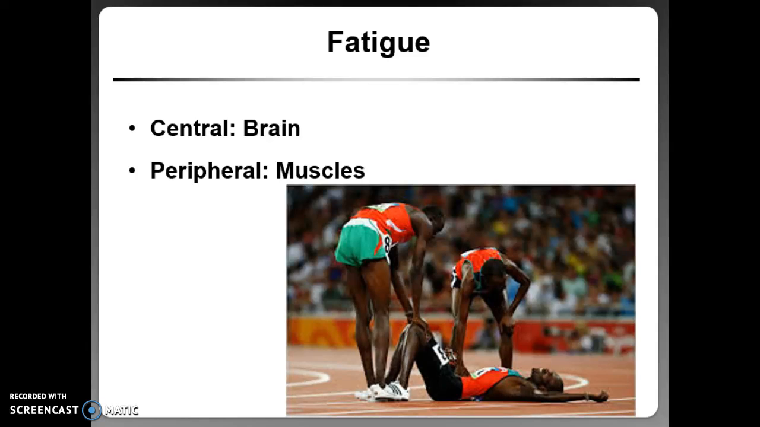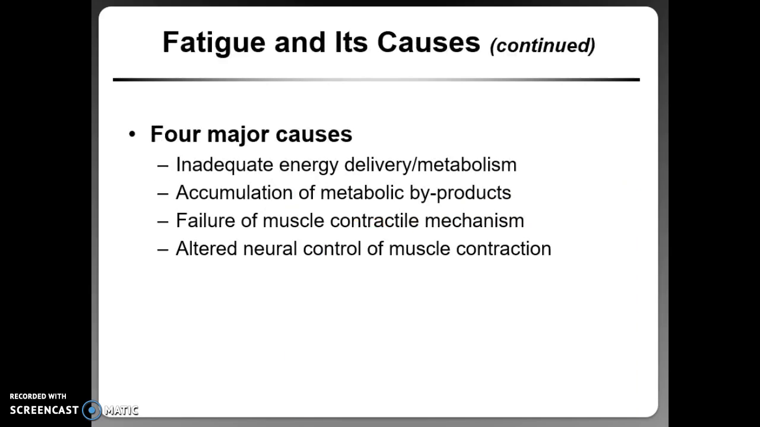Hey class, so today's online lecture is going to be on fatigue, and we're going to look at both central and peripheral fatigue, meaning we're going to be looking at kind of neurological fatigue as well as what happens at the skeletal muscle as well.